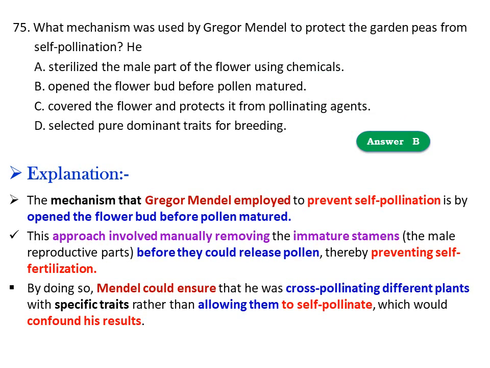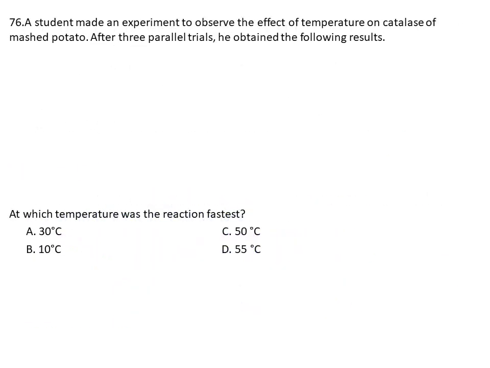The mechanism that Gregor Mendel developed to prevent self-pollination is by opening the flower bud before pollen matured. This approach involved manually removing immature stamens, the male reproductive part, before they could release pollen, thereby preventing self-pollination. By doing so, Mendel could ensure that he was cross-pollinating different plants with specific traits rather than allowing them to self-pollinate, which would confound his result.